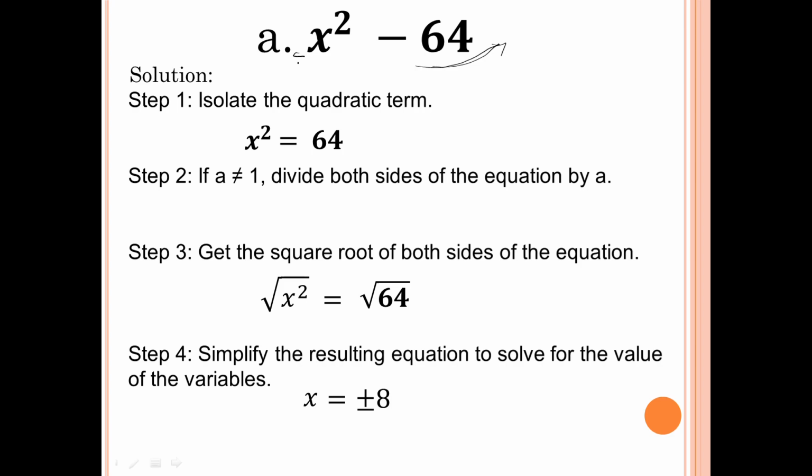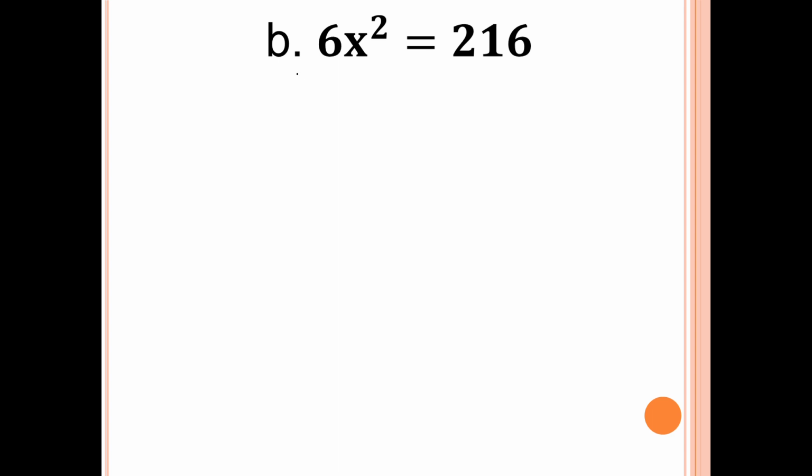Take note, there are 2 solutions to a quadratic equation. The square root of a number is a positive and negative number. So, the solution to x squared minus 64 is 8 and negative 8. Next, letter B. So we have 6x squared equals 216.